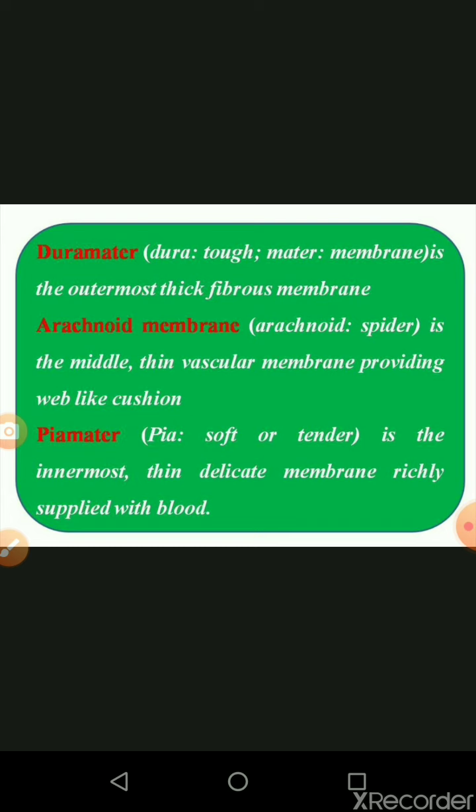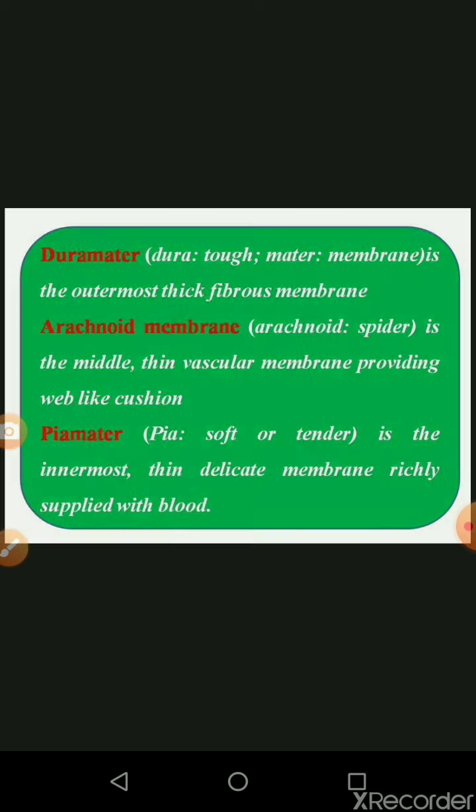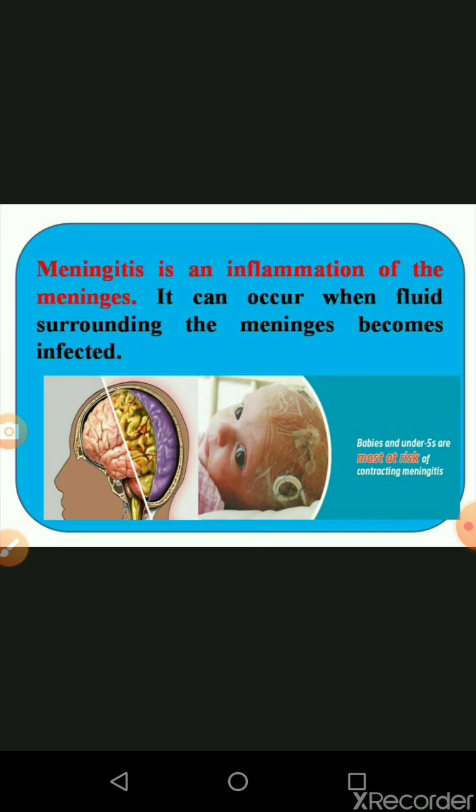So they are having some kind of net-like structure. Then pia mater. Pia means soft. So it is the innermost and delicate membrane, richly supplied with blood, which covers the brain. So it is called the innermost layer.